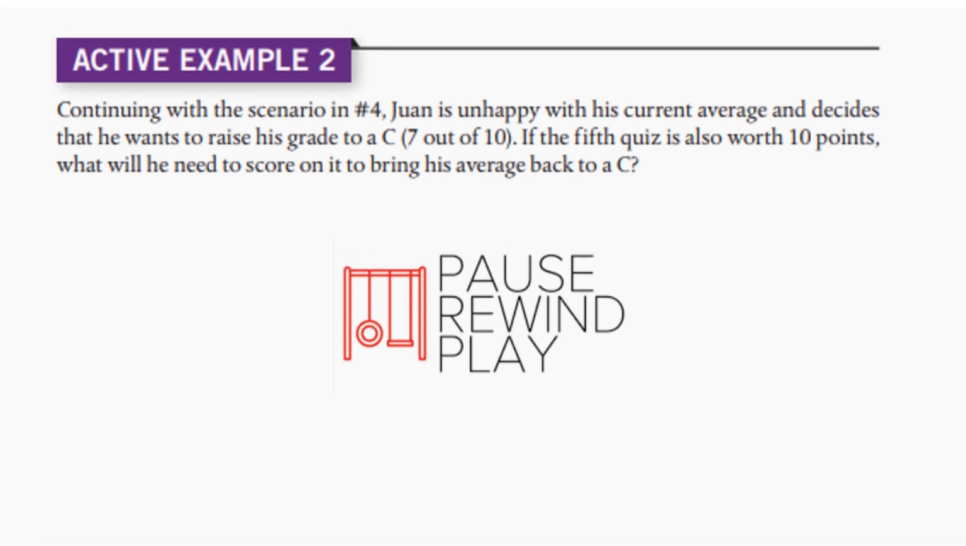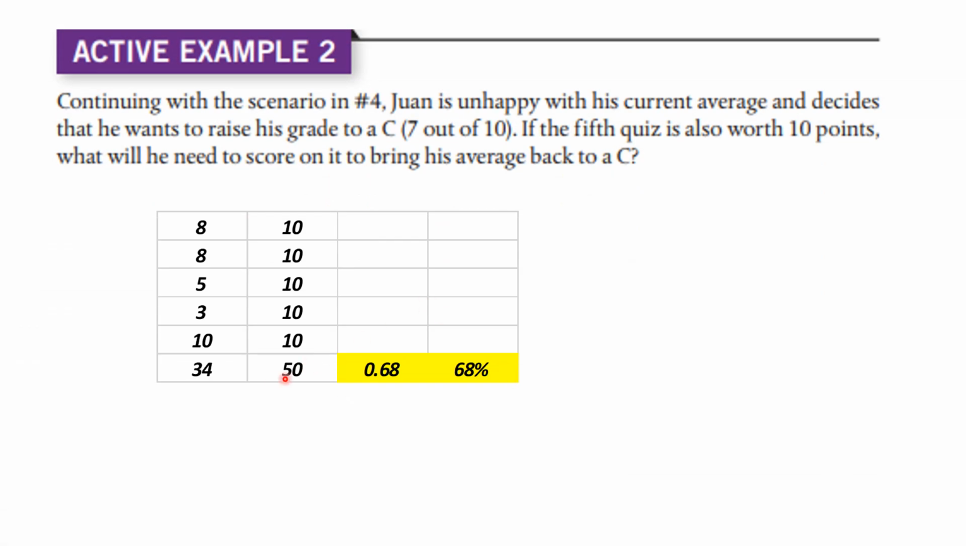Let's see how you did. You can see that even if he gets a 10 out of 10 on this next quiz, that would bring him to 34 out of 50, and that cannot bring him up to a C. So it's impossible for him to bring that to a C. Hopefully there's something else going on in the course for Juan's sake.